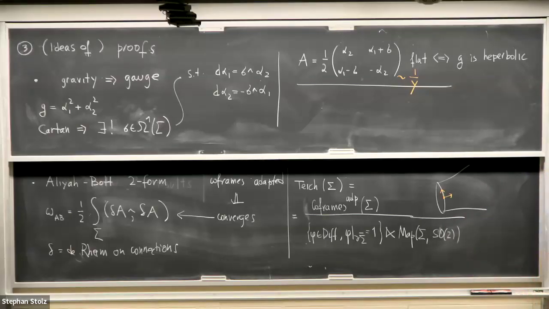Maybe I should say that here there are also some global issues, but I choose to ignore them because in the end they are relatively easily resolved. So for instance, you can ask me that on the surface, typically there is no global coframe which satisfies those conditions for topological reasons. But, okay, let's ignore that. One can do this.